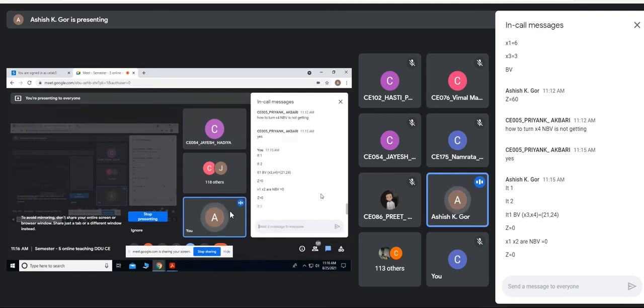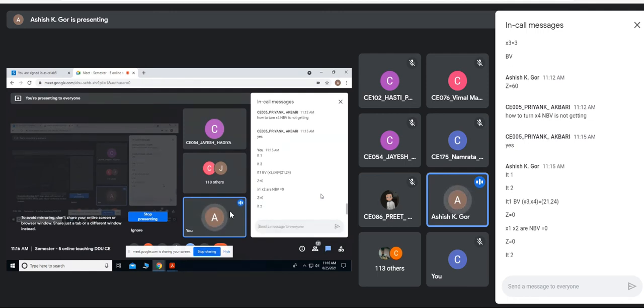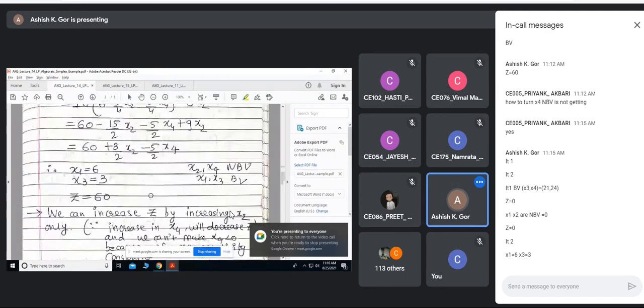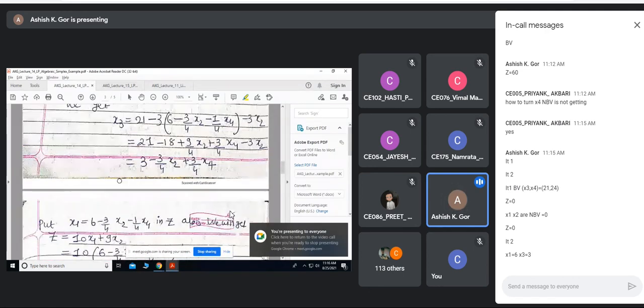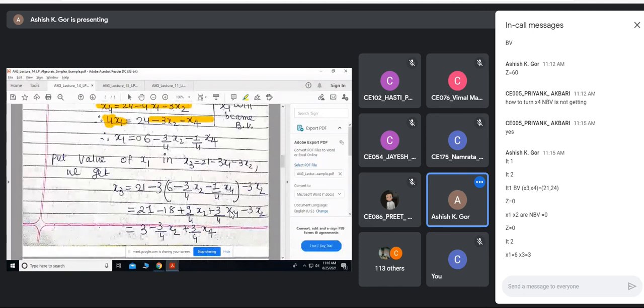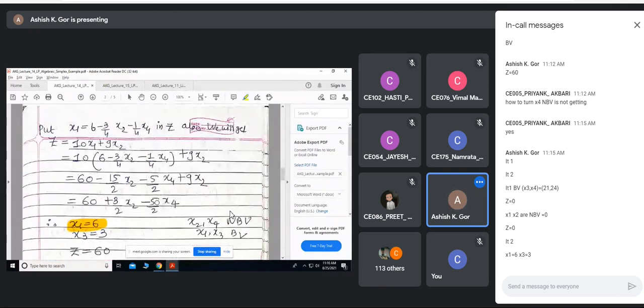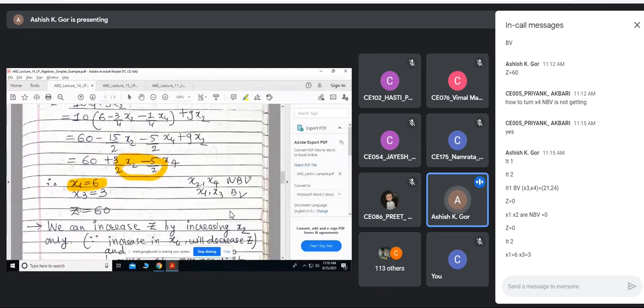Now what happens in iteration 2? In iteration 2, x1 can be increased up to 6. So x1 is 6. x3 is, I think, 3. That's what we have obtained, right? Yes, x1 is 6 by setting this. x3 is 3. You take x2, x4 to 0, and again x2, x4 to 0.